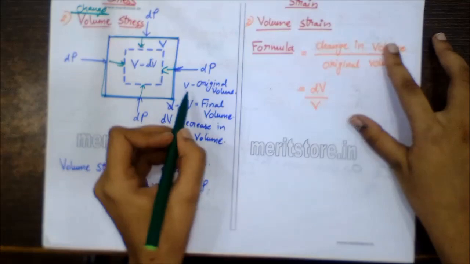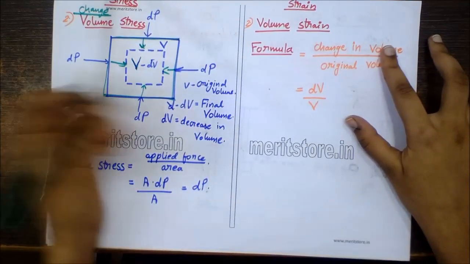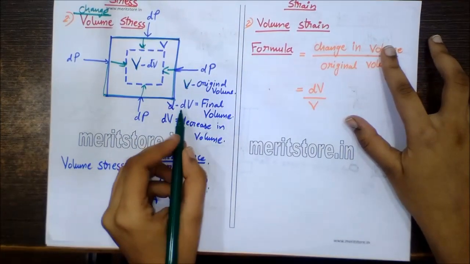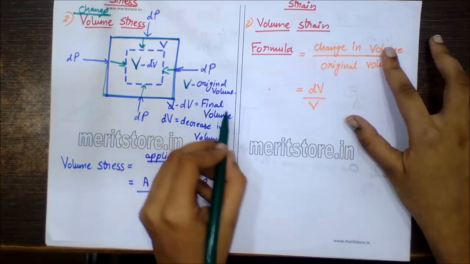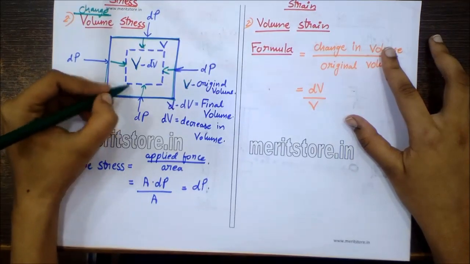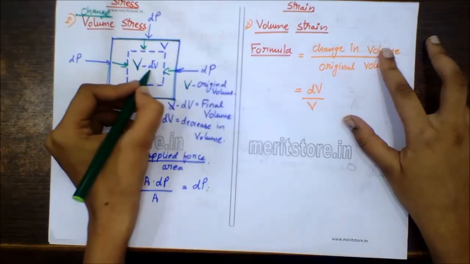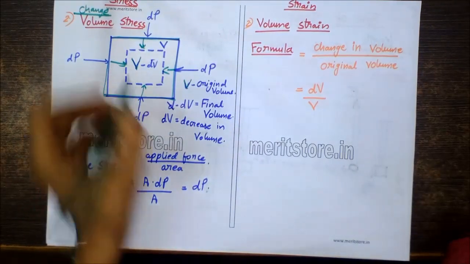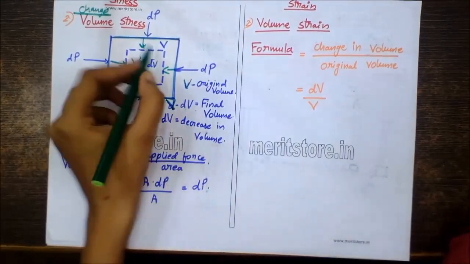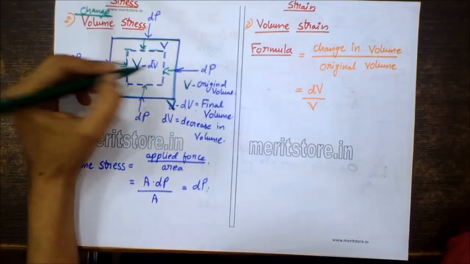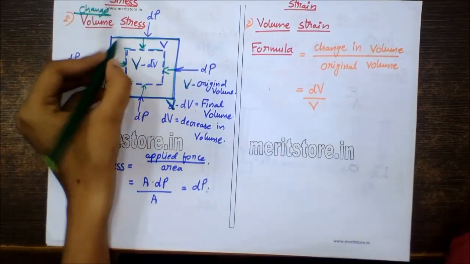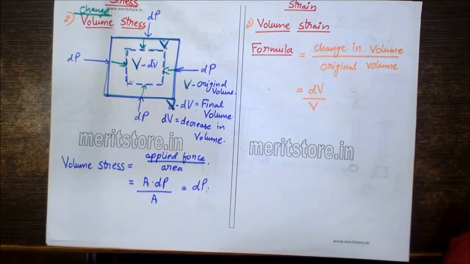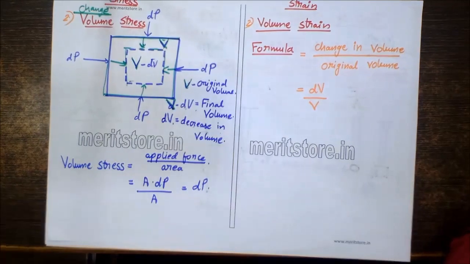Okay, so now over here, let's say V is my original volume. V minus dV is my final volume. This small change in the volume is my dV. dV is my small change in the volume, and V minus dV will be my final volume. V, capital V, is my original volume, and dV is the decrease in the volume.